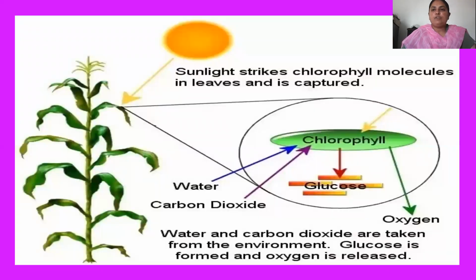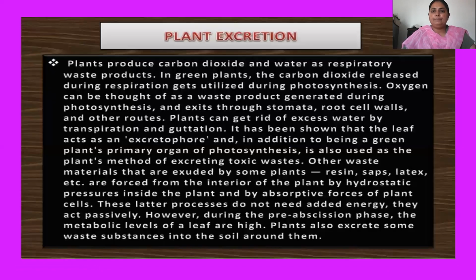Here I have shown you a picture that is related to photosynthesis, how photosynthesis takes place in plants. Here carbon dioxide and water are the raw materials. In the presence of chlorophyll and light energy, photosynthesis takes place, glucose is formed, and oxygen gas is released in the form of a waste product.